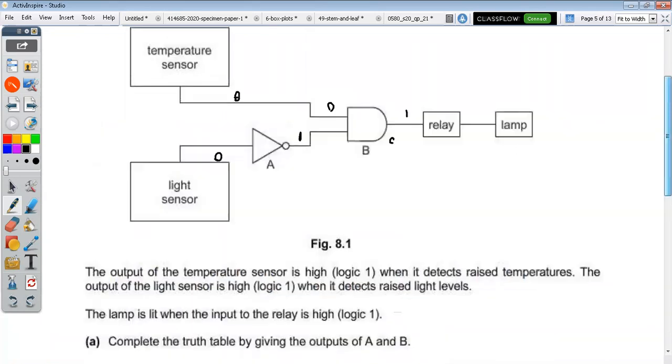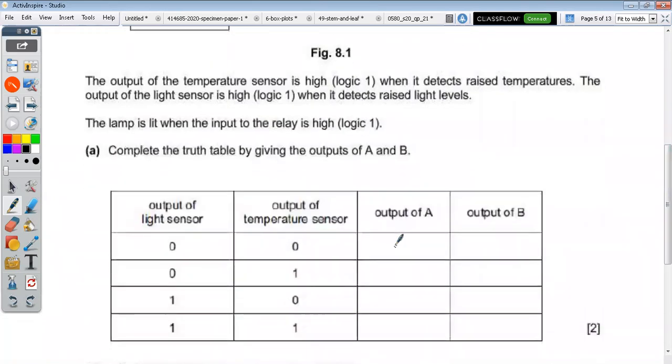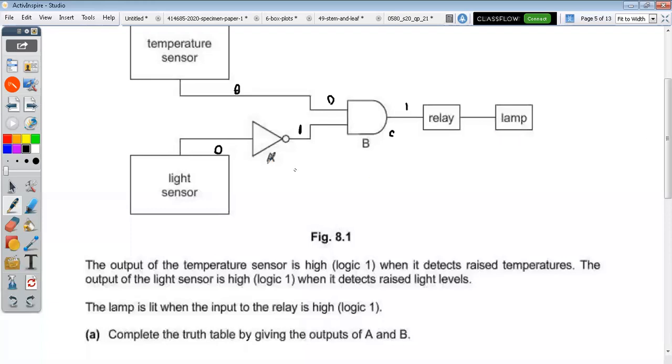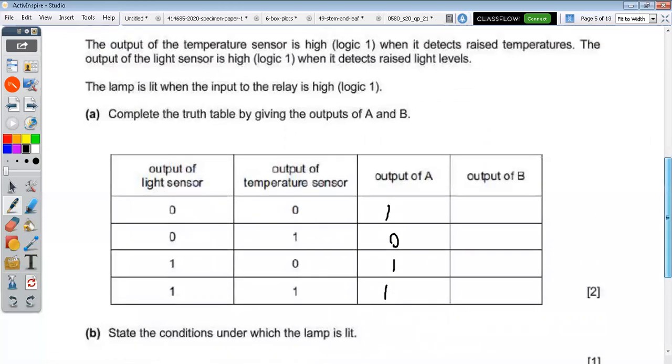Let's do the output of A. Look at this. The output of A is always the opposite of whatever the light sensor is, because this is a NOT gate. So the output of A is simply inverting the light sensor. So this is 1, 0, 1, 1. Clear now?